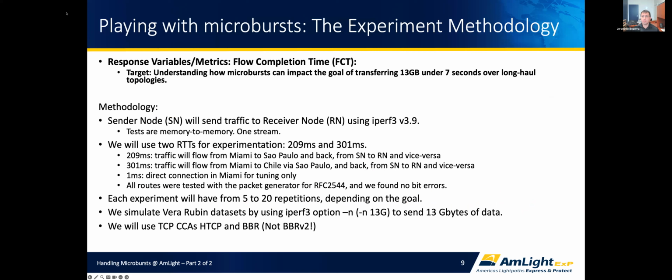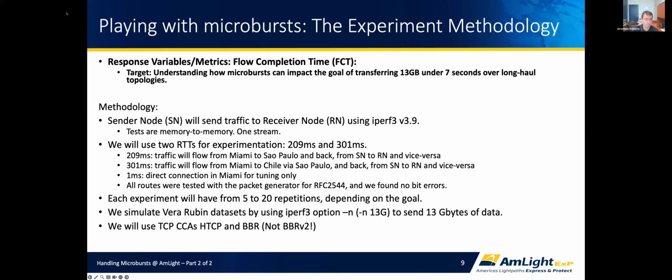So let's talk a little bit about the experiment, like the methodology we're going to be using here. The response variable or metric is the flow completion time. Flow completion time is the time that it takes for us to send all the data from the source to the destination, right? From the moment that the file leaves one node and gets to the other node, and that's what we call the flow completion time. And that's what we're trying to keep under 7 seconds. So the goal here for this experiment is understanding how microbursts can impact the goal of transferring 13 gigabytes under 7 seconds over a long haul topology.